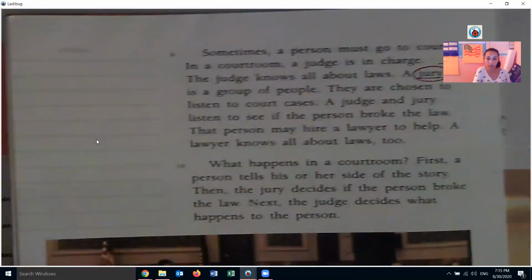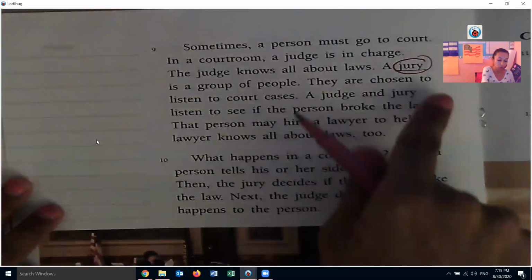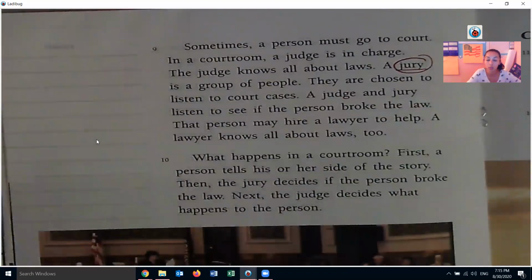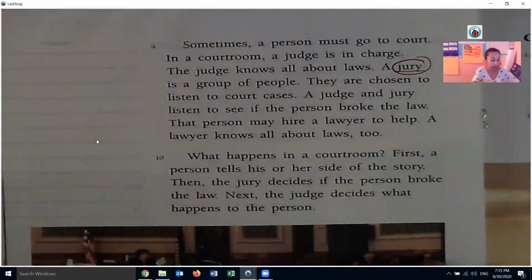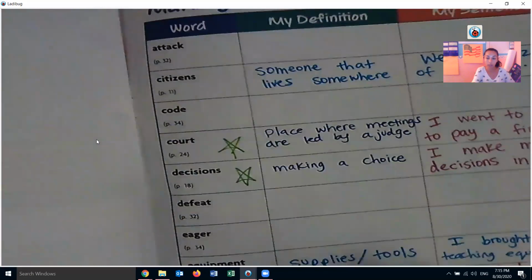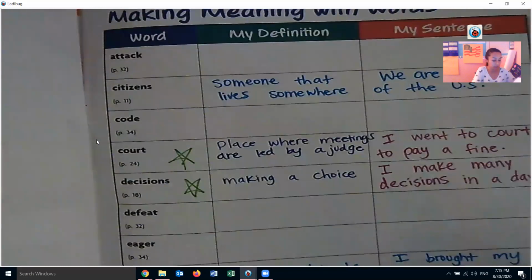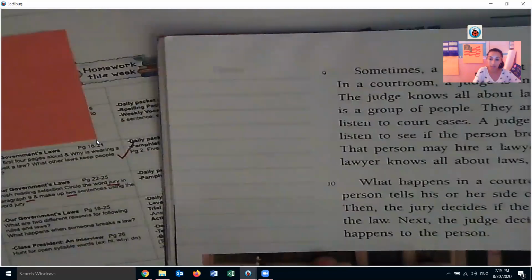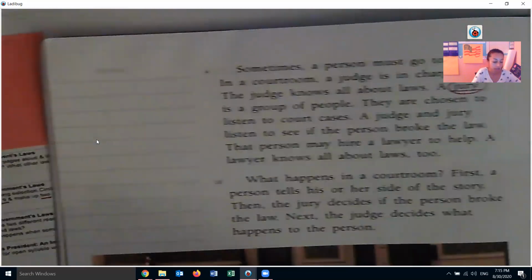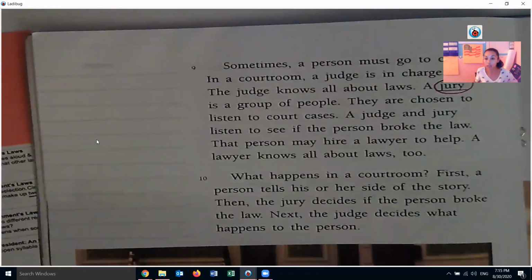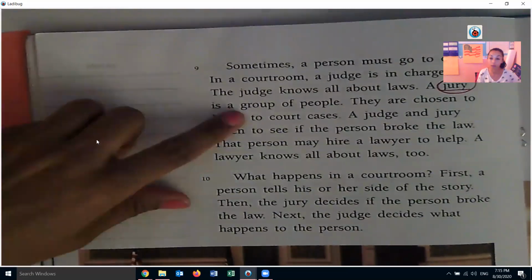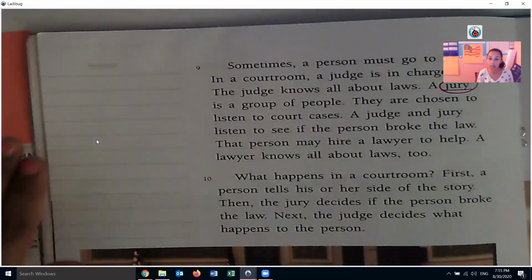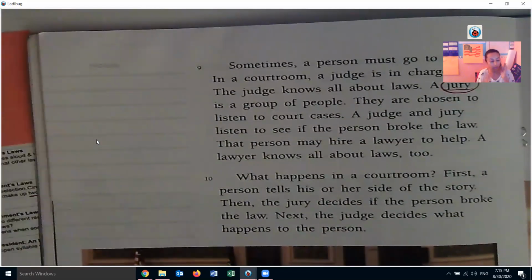I'm going to go back here to paragraph 9. So I circled jury, and now I'm going to use this word in two different sentences. Kind of how we go back here and we write sentences for our words. So similar to that, but this time we're going to write two different sentences. So your goal is to maybe at least come up with one of your own. If you can't think of any, you can use some from the story, or you can use the examples that I use. But try to get creative and see if you can make one up of your own.